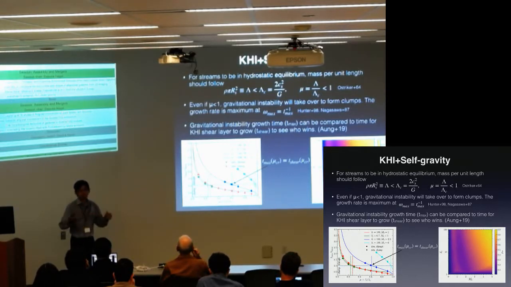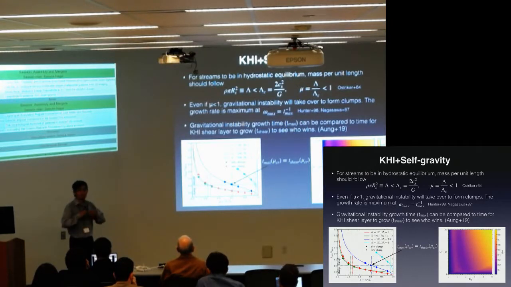For the streams to be in hydrostatic equilibrium, the mass per unit length of the stream must be lower than some critical value, which is obtained as one of the classical results by Ostriker, 1964. This value is given for the isothermal stream, but you can also derive it for other polytropic indices, of course.